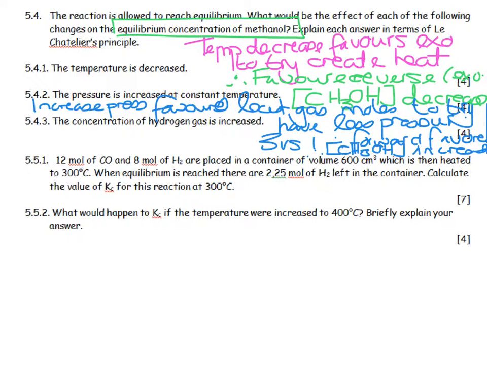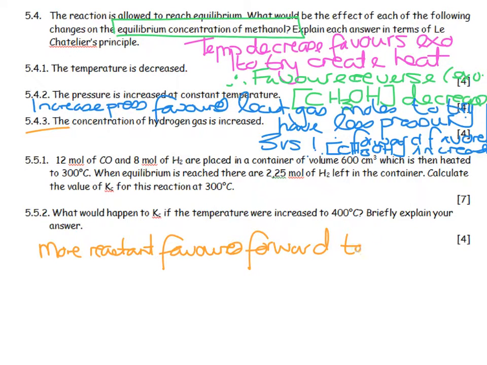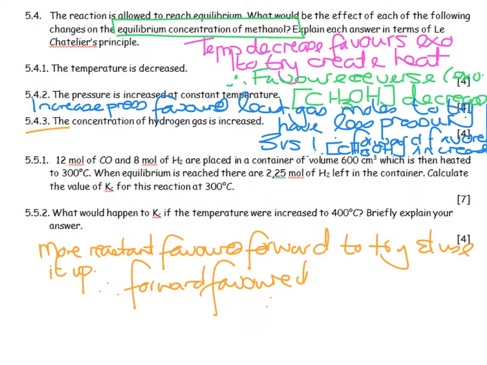And finally, let's go down to the bottom here. The concentration of hydrogen gas is increased. More reactant favors forward, to try and use it up. Therefore, forward favored, therefore the concentration of methanol increases.